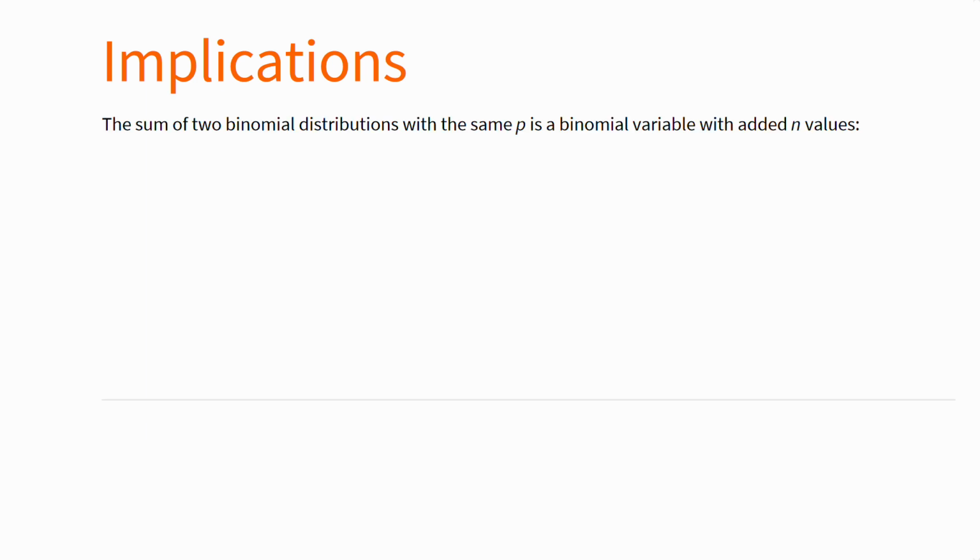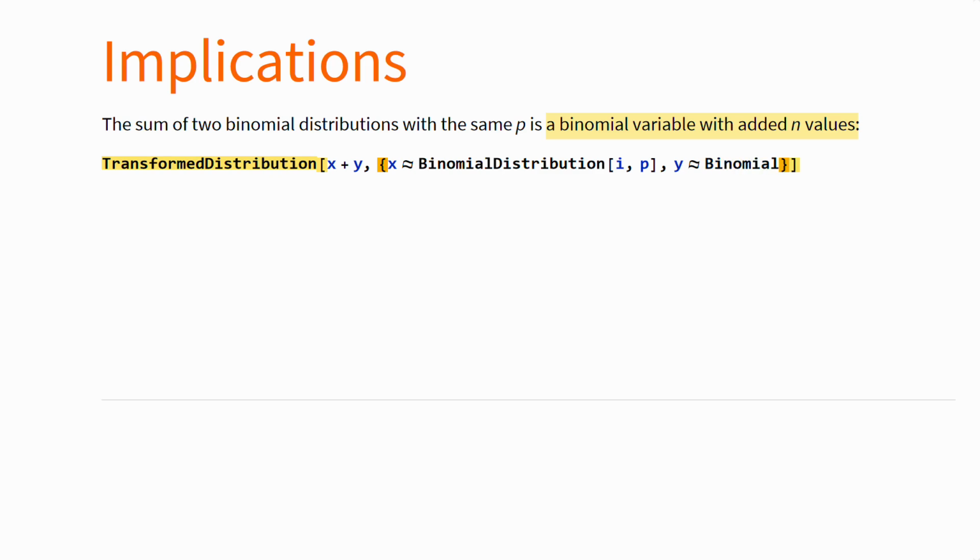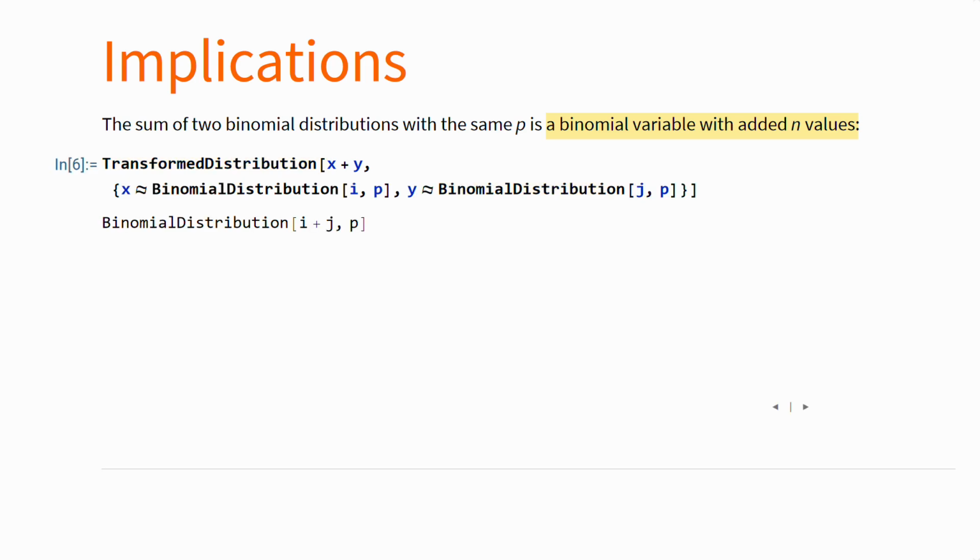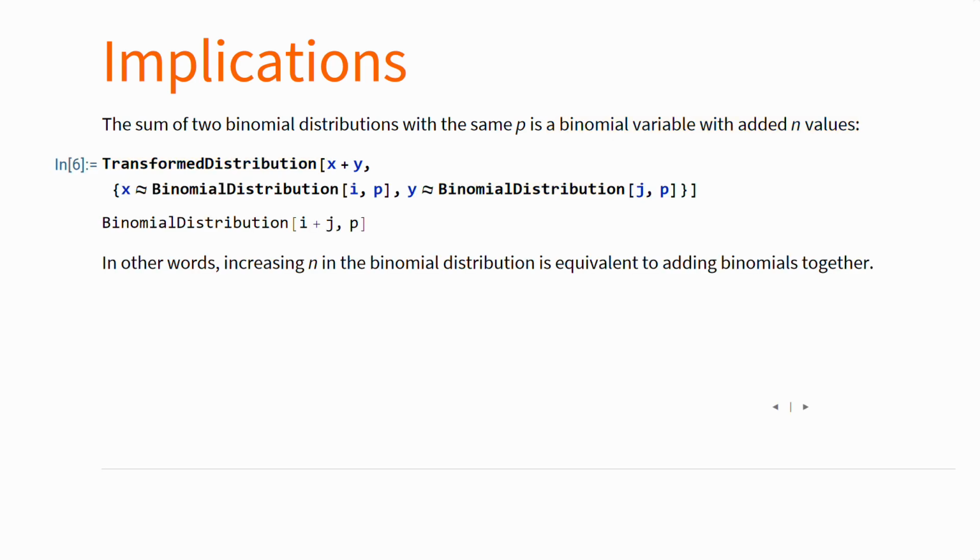But what's the significance of all this? What are the implications of this theorem? Well, an interesting property of binomial distributions is that the sum of two binomial distributions is also a binomial distribution. In other words, increasing n in the binomial distribution is equivalent to adding binomials together. Or inversely, each binomial is n divisible.